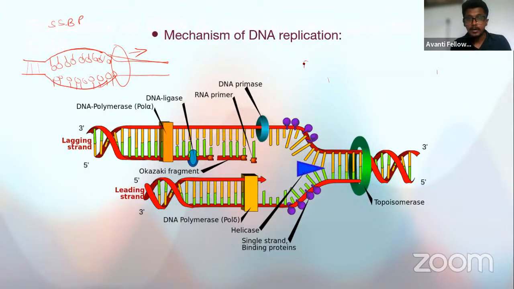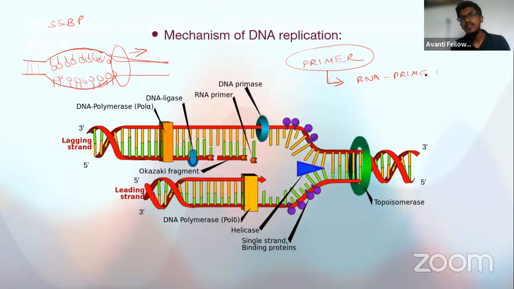So what is a primer? A primer is something that initiates the DNA replication. Now, what kind of primer do we have? We have an RNA primer. What is an RNA primer? RNA primer is a short sequence of RNA, which is synthesized by an enzyme called RNA primase. So what kind of RNA primase? RNA primase means it has the capacity to synthesize RNA.